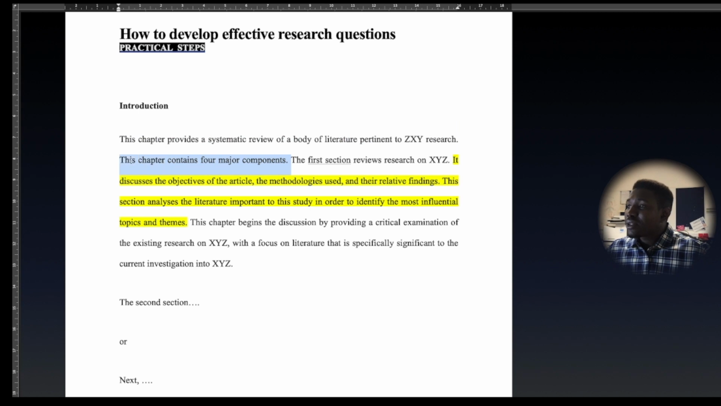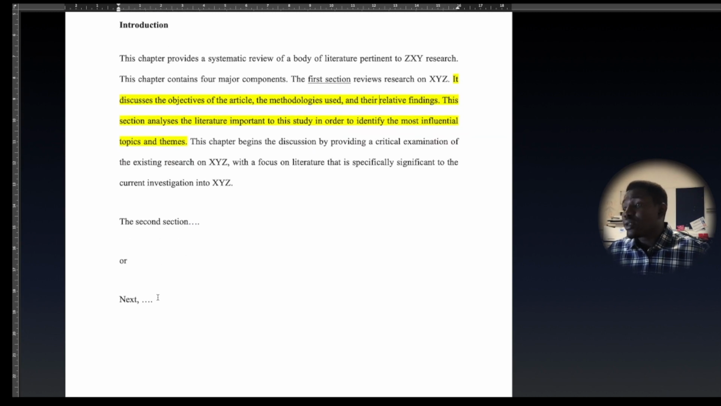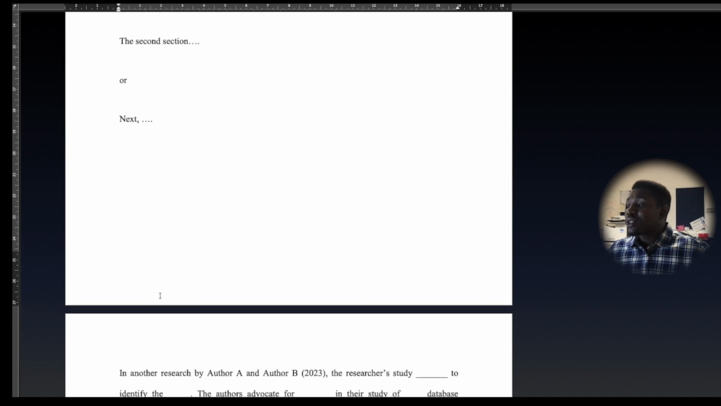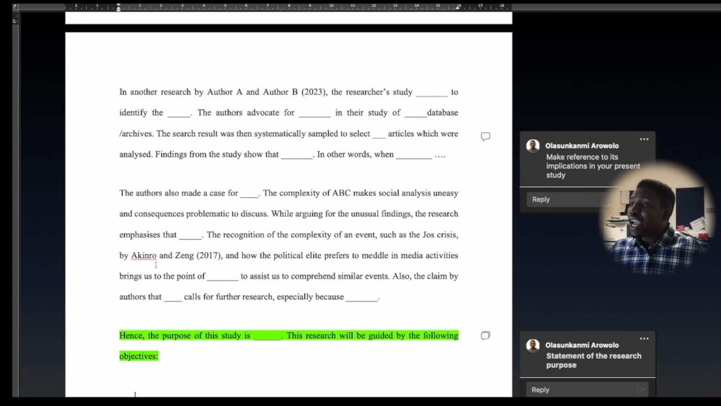And I next went to the components of the review, and I talked about the very first section of the review and what you find in there, like the objective of the articles, the method used, the relevant findings. The next section can be introduced in the second section. But then most importantly, which is the focus of this particular video, is to guide you on how to develop a research question.